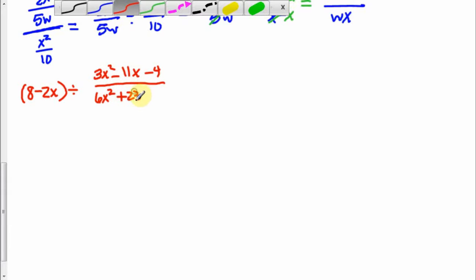Plus 23x, especially because I don't have an answer, plus 7 divided by 4x squared minus 49.